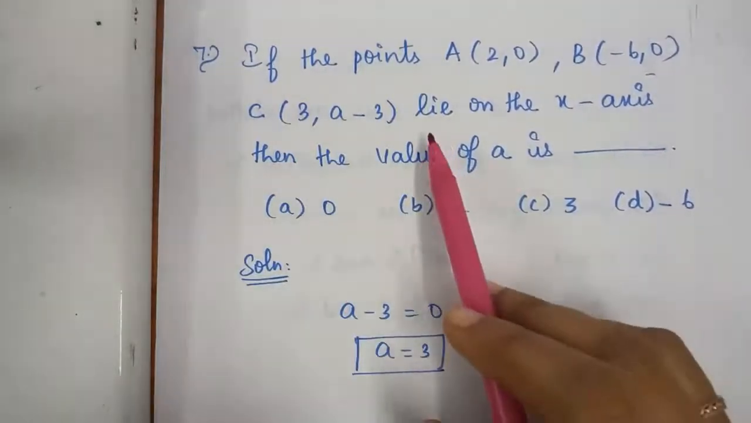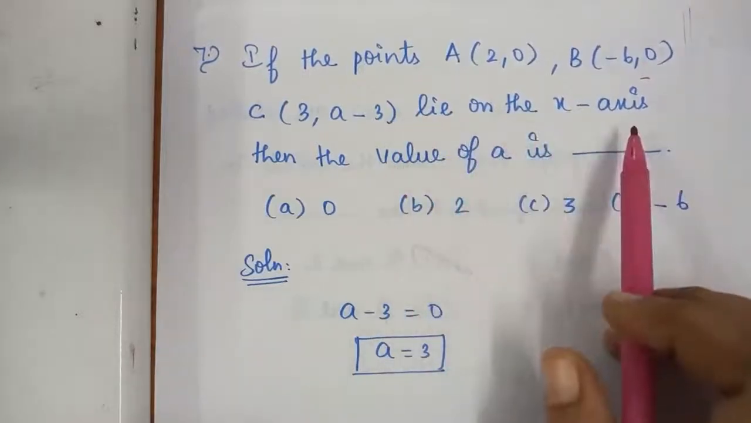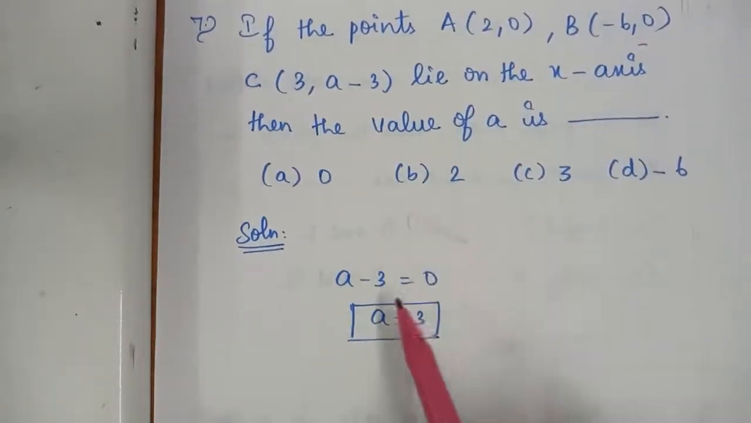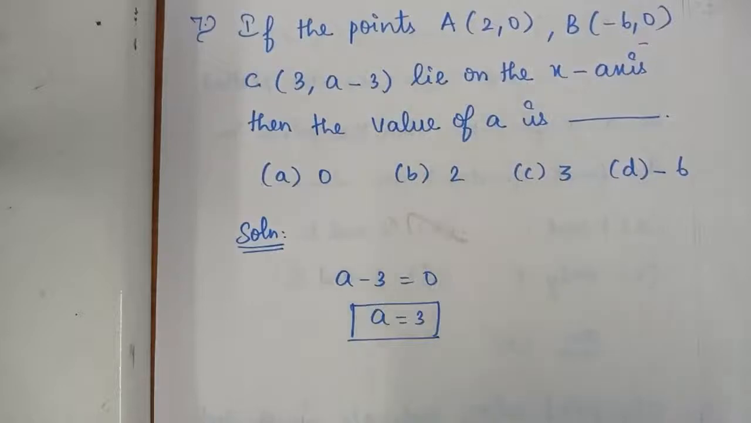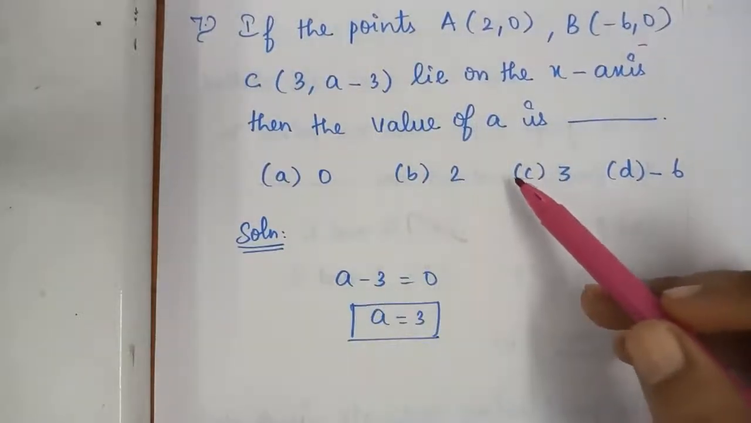So they have clearly given the points. The 3 points lie on the x-axis, that is a minus 3 is equal to 0. So the value of a is equal to 3. So the correct option is option C, 3.